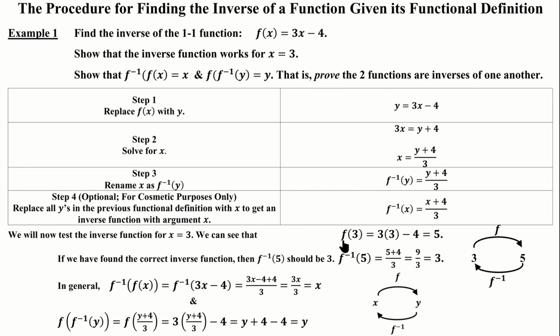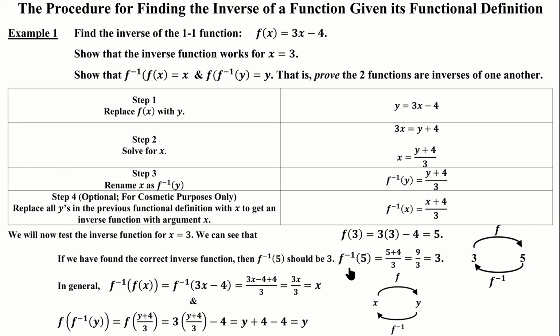So the first thing we'll do is go ahead and find what f of 3 is. Here's f of x. So f of 3, wherever we see x, we're going to substitute it with 3. So we get 3 times 3 minus 4, which is 5. Now, if we have found the correct inverse function, we know that f is sending 3 to 5, right? So the correct inverse function should do what? It should send 5 back to 3, right?